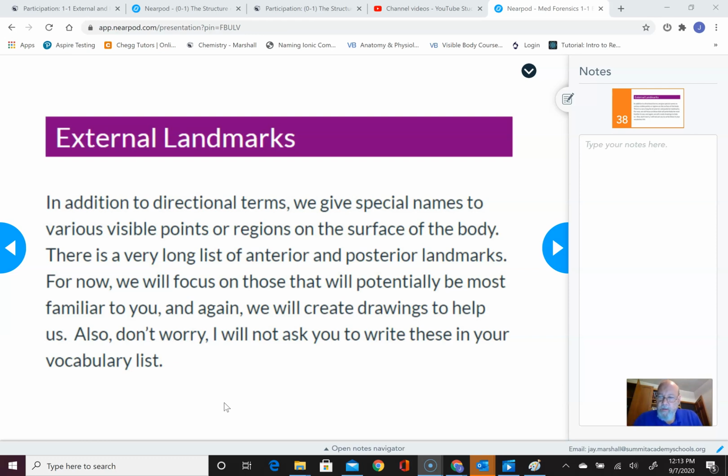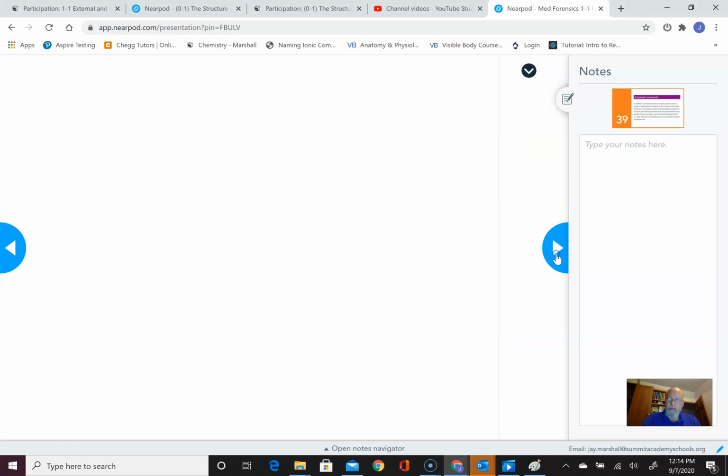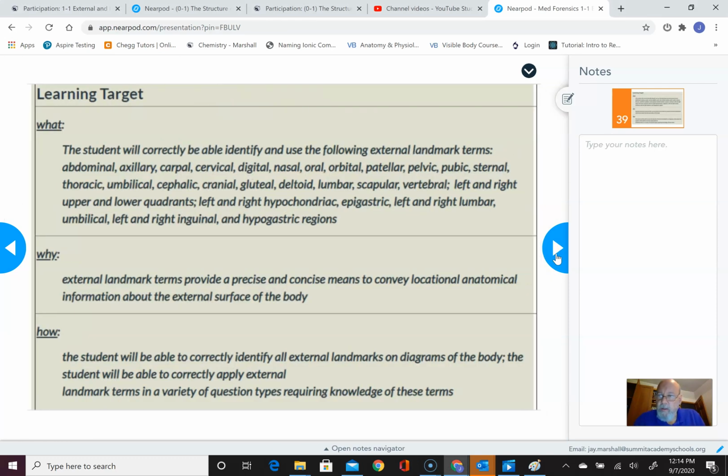of the body, and there's a really long list of anterior and posterior landmarks. For now, we'll focus on those that potentially will be most familiar to you. And again, we'll create drawings to help us. And also, don't worry, I'm not going to ask you to write these in your vocab list. Okay? So our learning target: student will correctly be able to identify and use the following external landmarks: abdominal, axillary, carpal, cervical, digital, etc., etc., etc. You can read the list.